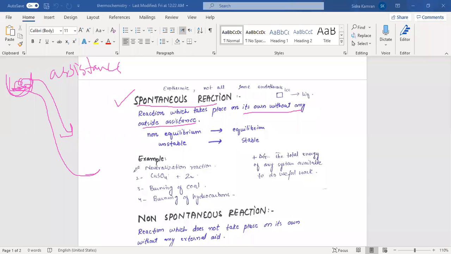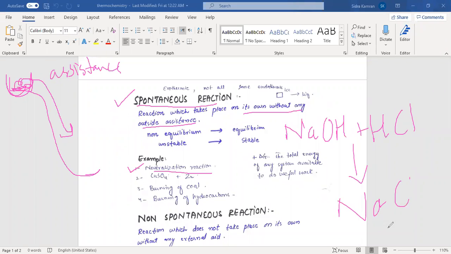If we talk about a chemical reaction, you can see here the neutralization reaction. What is the neutralization reaction? When acid and base react together, this is a base, sodium hydroxide, and hydrochloric acid, this is an acid. When base and acid react together, they will form salt and water. This reaction is called the neutralization reaction.